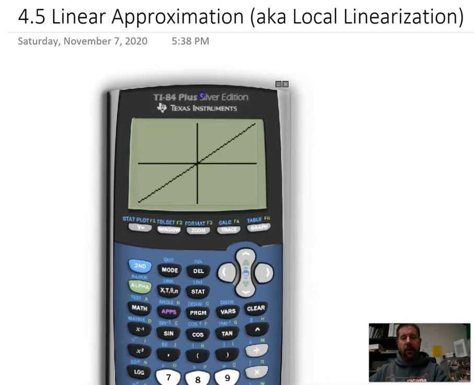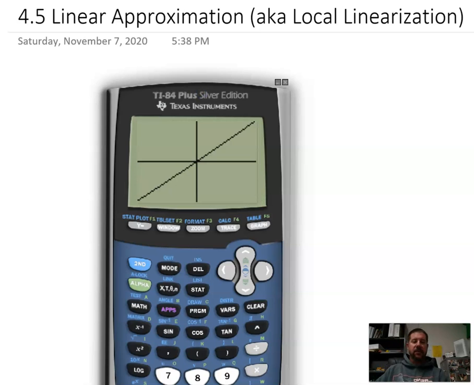Piece of cake. Let me bring up my calculator. Now that you can kind of see the screen, my question is just, what is that the graph of? What equation would you say that is?